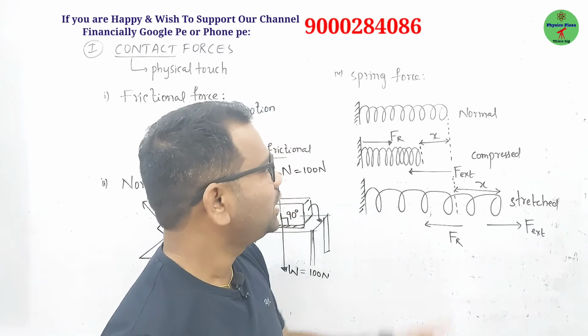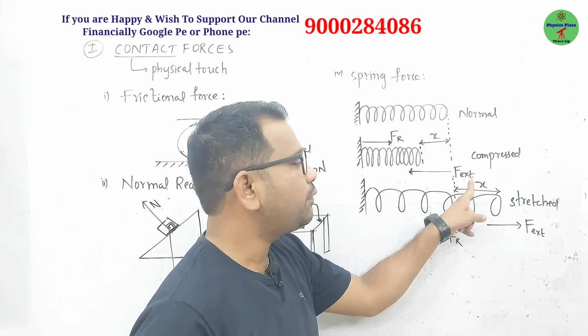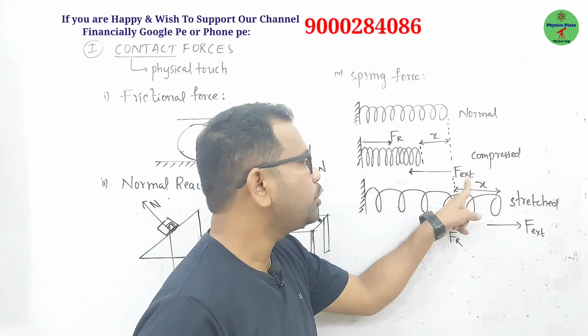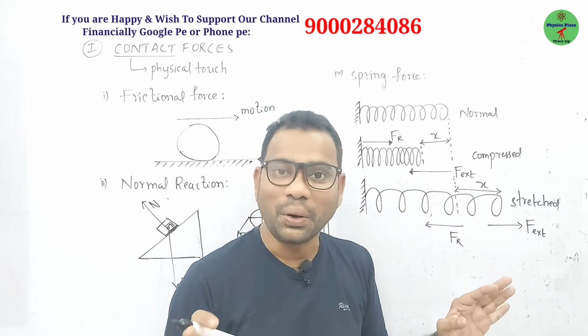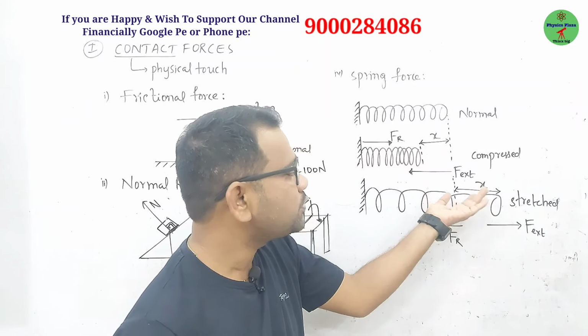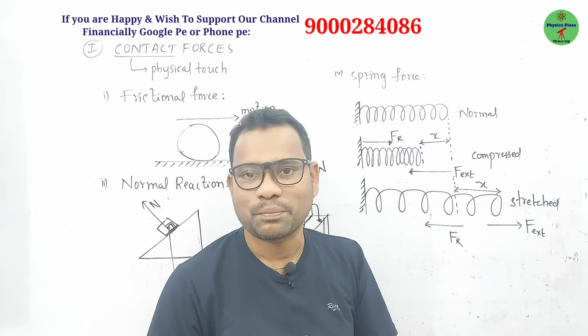And remember, dear children, the magnitude of the restoring force is equal to the external force. You apply 1 Newton, it will be 1 Newton. 2 Newton, 2 Newton. 3 Newton, 3 Newton. Very important it is. Okay, try to understand. So the amount of force which we applied is equal to the force developed in the spring.